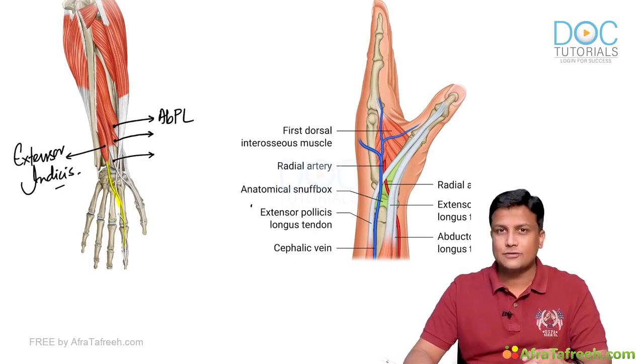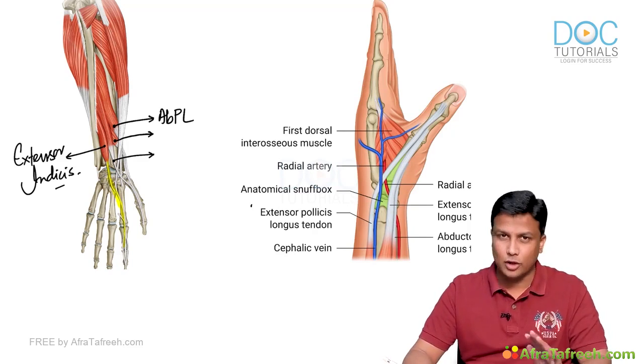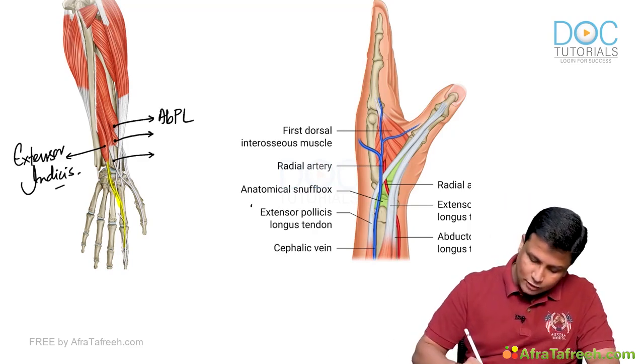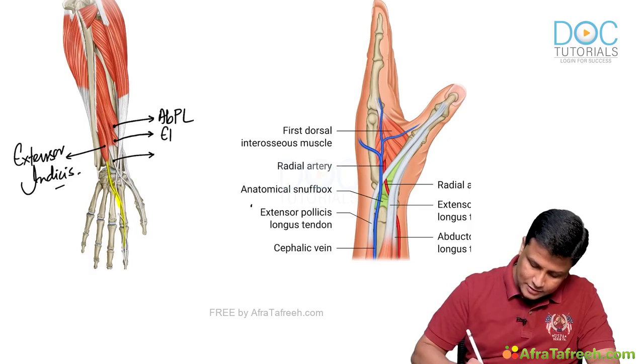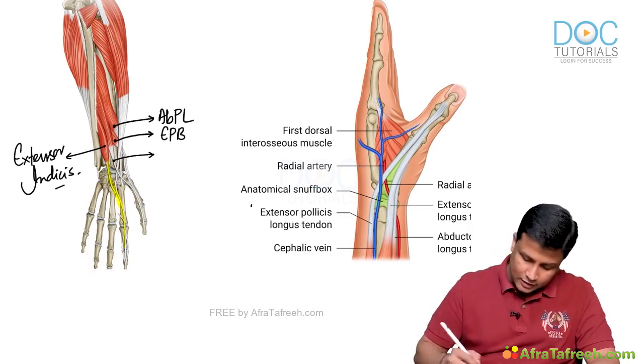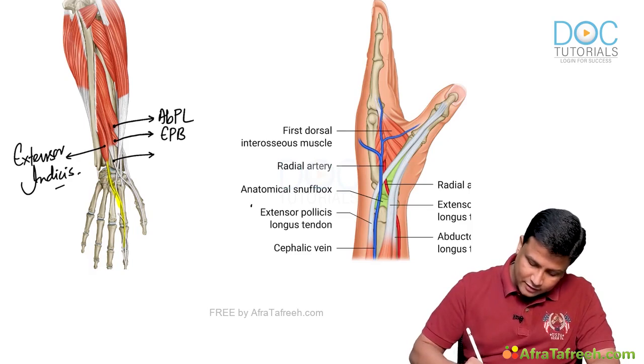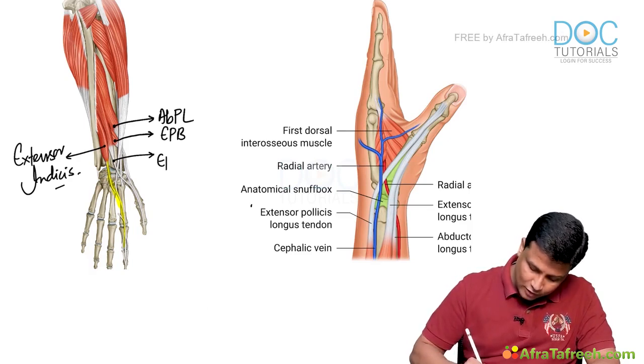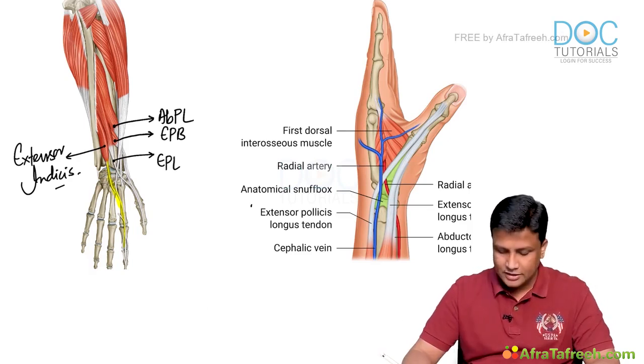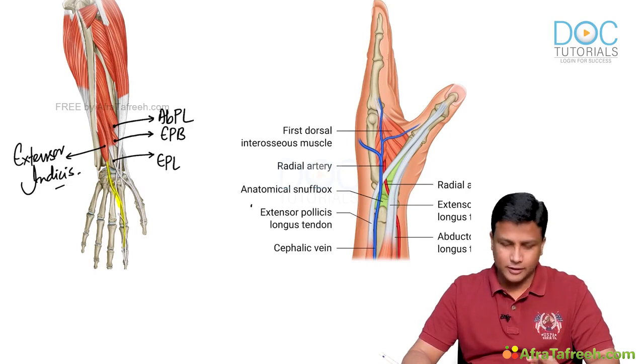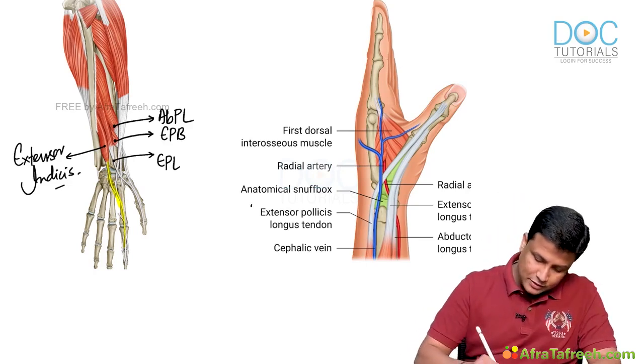Then out of these 2, just find out which is the longer one and which is the shorter one. The one which is along with the abductor is the shorter one. So therefore it is extensor pollicis brevis muscle. And the one towards the other side, that is the medial side, is extensor pollicis longus muscle there, guys. Are you getting me?